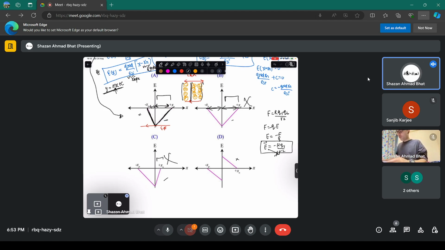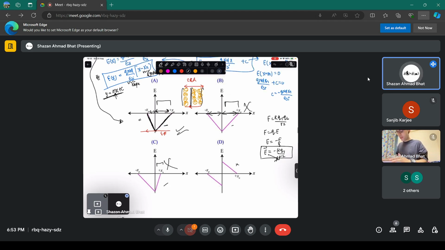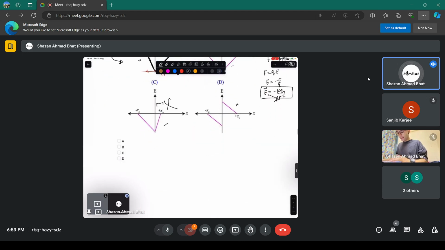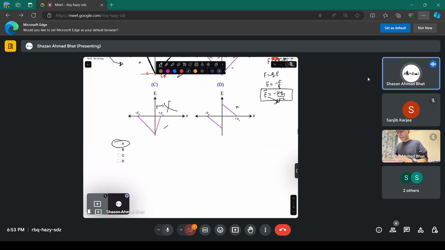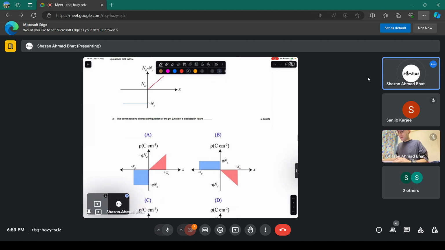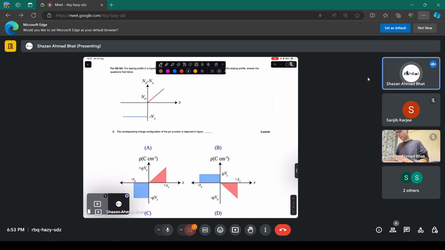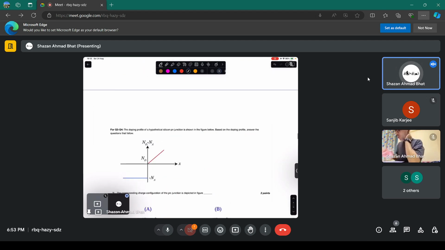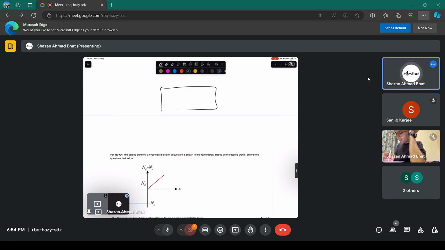Okay, so this is the profile of the electric field, and the answer of this particular part should be A. Now there is a weird doping profile. Doping profile is how you dope the particular region of a semiconductor. Let's say you have a silicon and you doped it uniformly. Uniformly means same doping throughout.